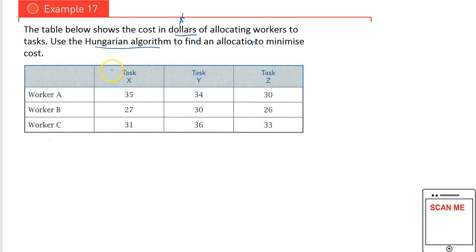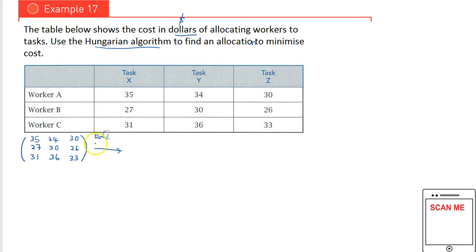So the first step for the Hungarian algorithm is always to change the table form into a matrix. I show you how to change. I change by row, or column also can. Start from the first column: 35, 27, 31. Second column: 34, 30, 36. And last column: 30, 26, and 33. Okay, so this is the first step. You change the column.